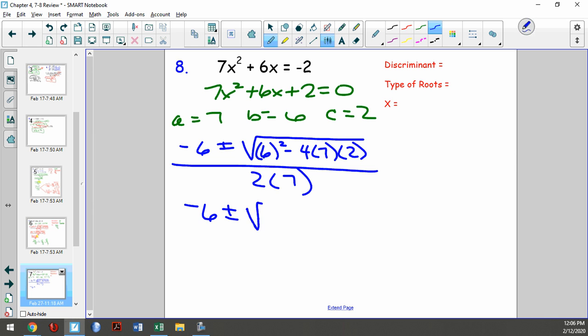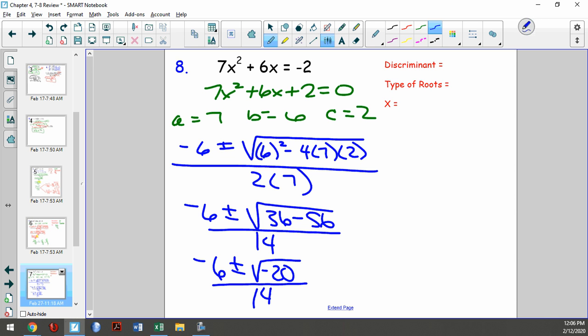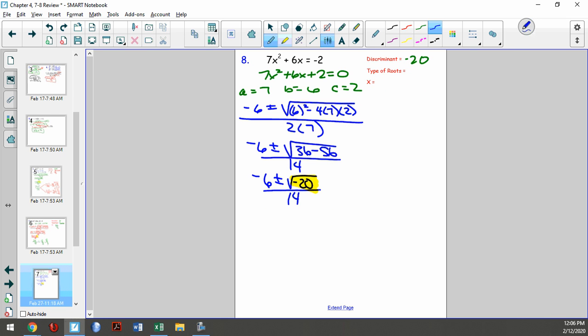Negative 6 plus or minus the square root of 36 minus 56 over 14. Negative 6 plus or minus the square root of negative 20 over 14. Freeze. Look at that number. Grab it. That goes there. It's negative. So since it's negative, I forget, Mrs. Yoder, I'm just going to finish doing it. Okay, let's finish doing the problem.